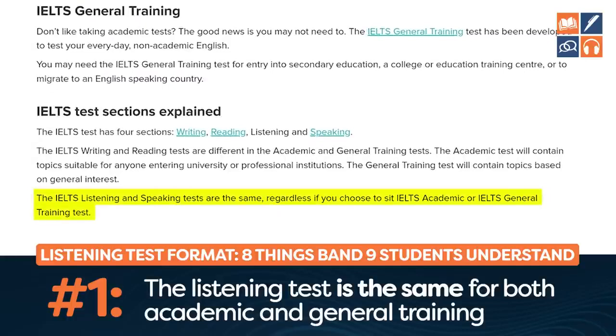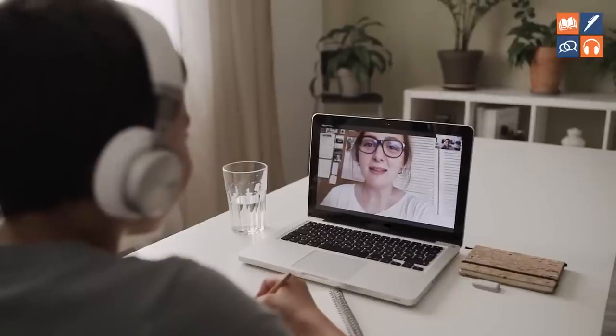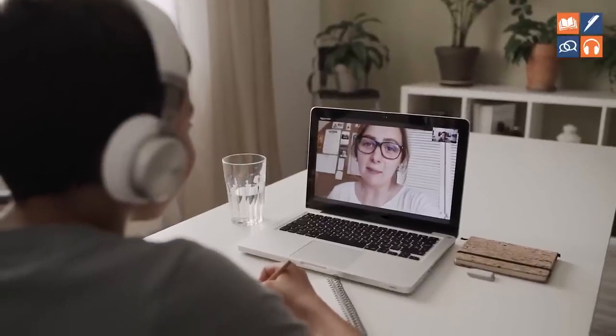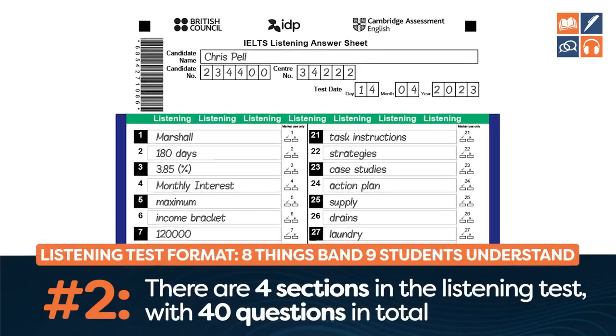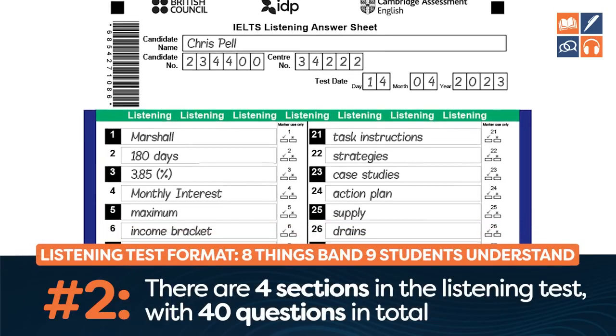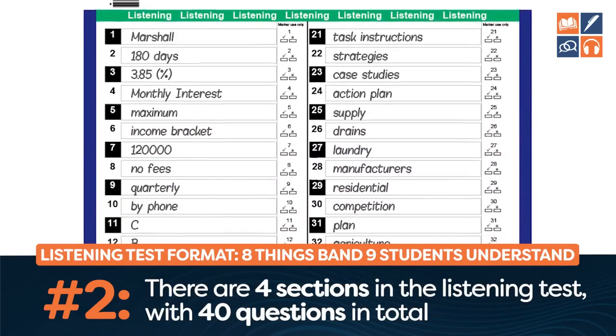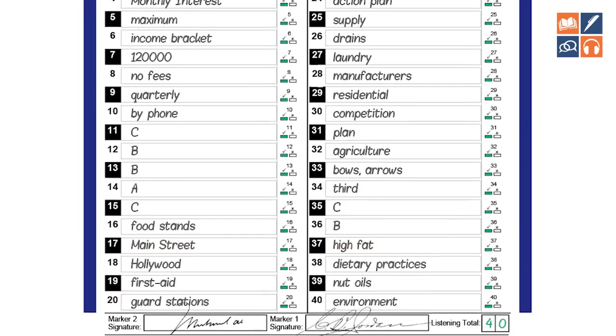And Band 9 students understand this, and what they do is they use a range of different sources to practice with, both academic and general social situations to listen to. They expose themselves to all of these different inputs, which means that on test day, they are totally comfortable with what they hear. On test day, you're going to have to answer 40 questions. And the goal is to answer 40 out of 40 correctly.